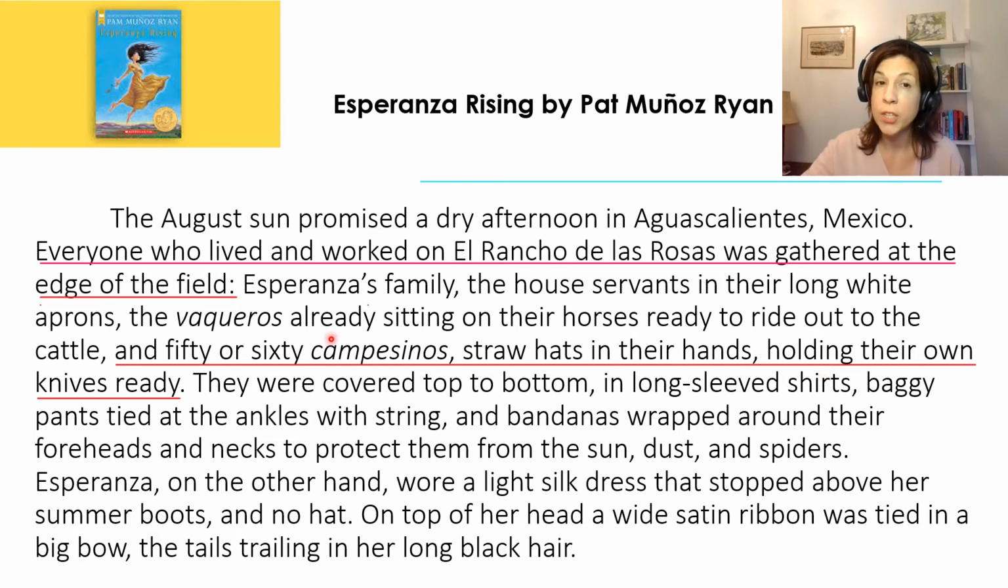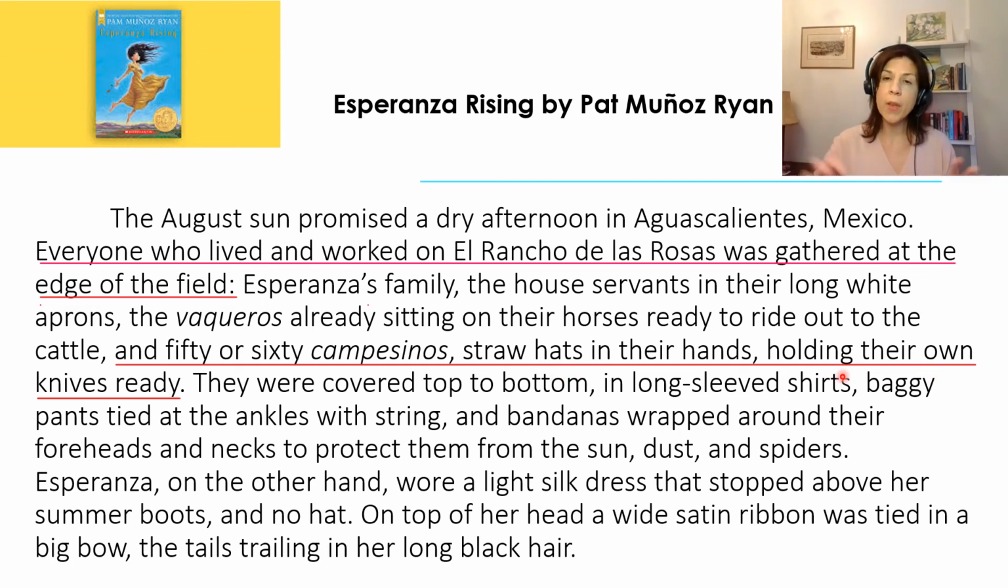And now we can focus their attention on the 50 or 60 campesinos. Okay, and what were they holding in their hands? The straw hats. Okay, and now that we understand that we're talking about the campesinos, that they're holding their straw hats, we can say, what else were they holding? They were holding their own knives ready. Okay, in this case, students need to recognize the verb holding, right? Holding what? Which is the object, holding their own knives and holding the straw hats.